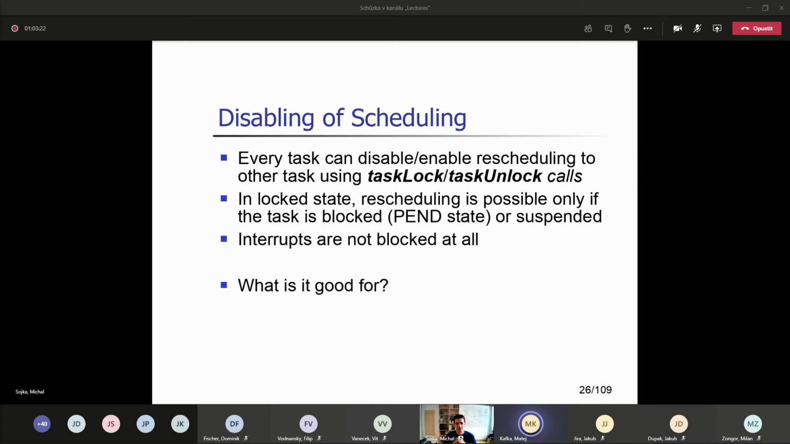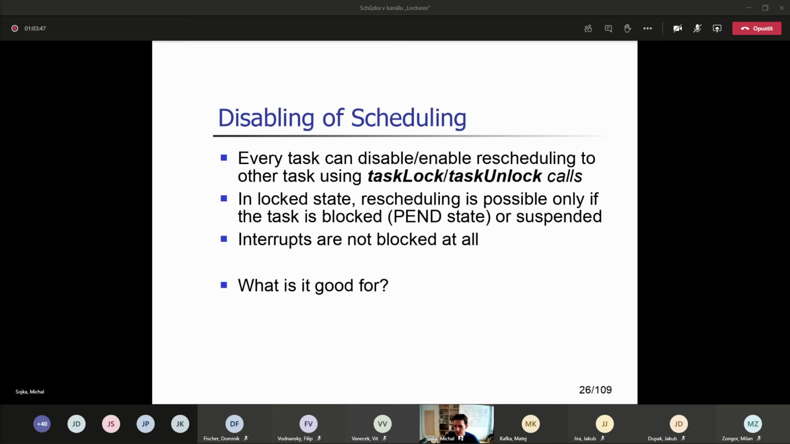Well, in case the critical section is quite short, then probably this will be faster than locking a mutex and then unlocking again. Yes, right. I agree that it's usually faster, but this task locking has several problems, especially in case of real-time applications.